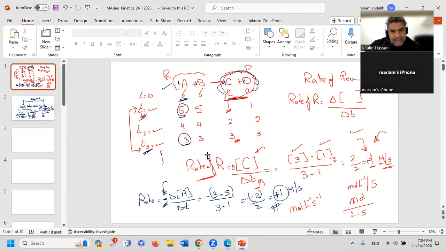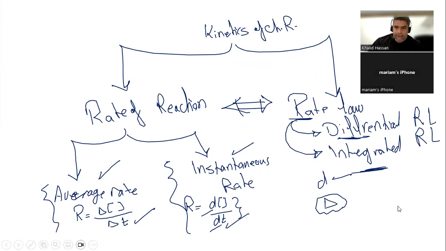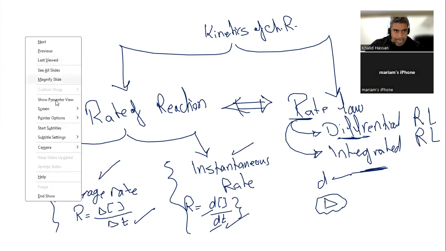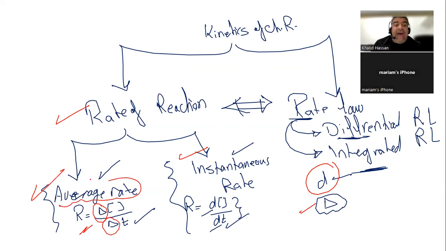Here, yes, I told you. Where is it? بسم الله الرحمن الرحيم. Where is the delta? I erased the delta. I mentioned that this is for average, and this is delta for instantaneous. So if you have the rate by delta concentration over delta T, you are measuring something called the average rate.